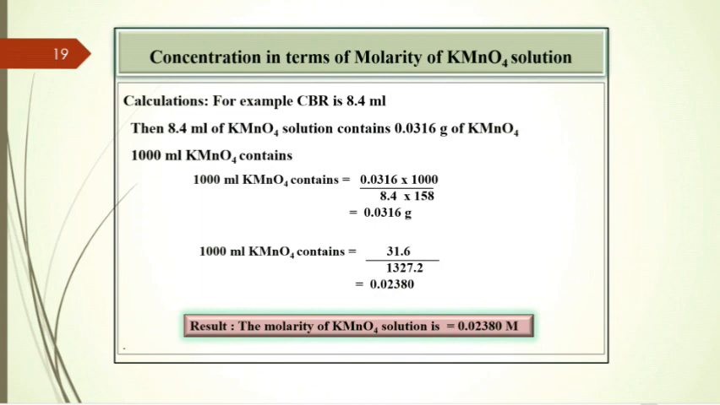Then 8.4 ml of KMnO4 solution contains 0.0316 gram of KMnO4, shown by the following calculation. That is, 1000 ml KMnO4 contains 0.0316 multiplied by 1000 divided by 8.4. So 1000 ml KMnO4 solution contains 31.6 divided by 1327.2, which is equal to 0.02380.